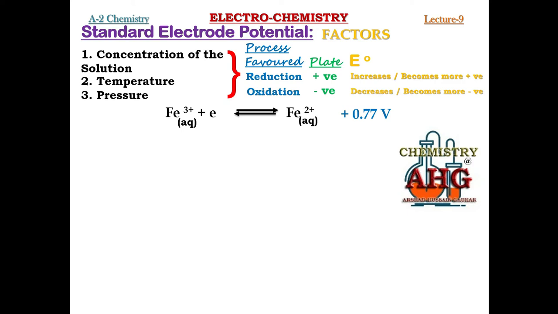So how are you supposed to write down the answer to the question that I asked? You can say: by increasing the concentration of Fe3 plus solution, the forward reduction is favored, the electrode would become positive, increasing the numerical value of standard electrode potential.